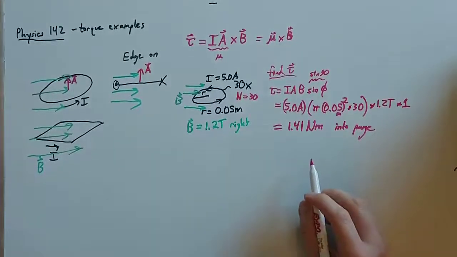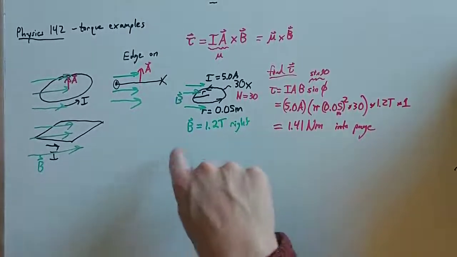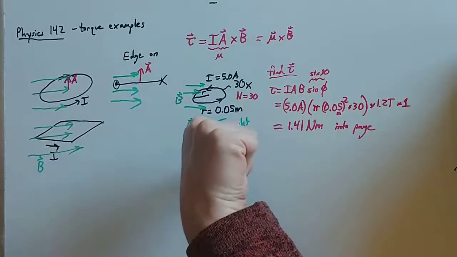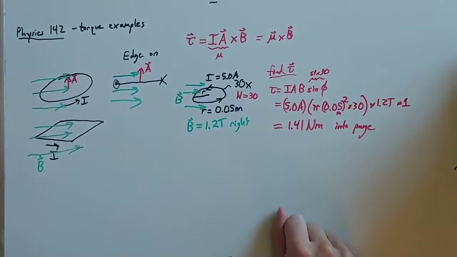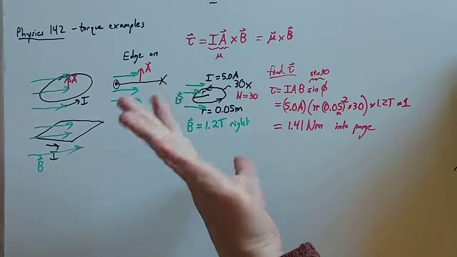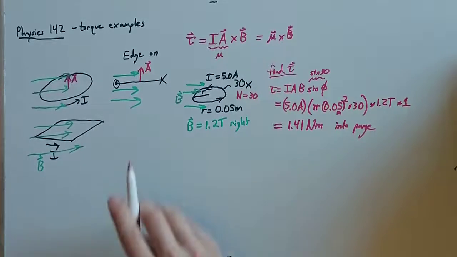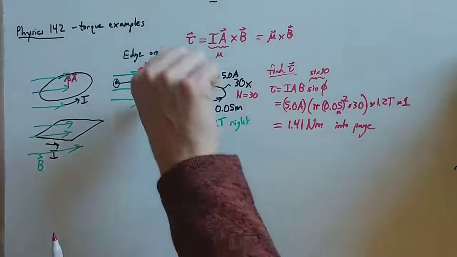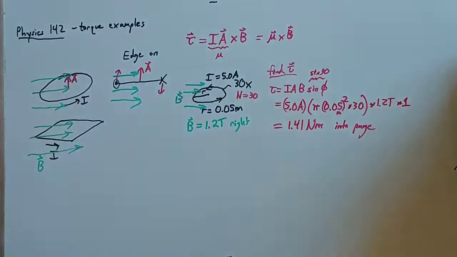What does an into the page torque mean? An into the page torque means that that's your axis of rotation, so it's going to rotate around an axis that points into the page. You might recall from Physics 141, the right-hand rule that we used there is if you take that axis of rotation, you put your thumb along it, your fingers will curl in the sense of the rotation, right? So if we have into the page rotation, that means that this part will start going up and this part will start going down. That's what an into the page torque would mean. So there we have an example.